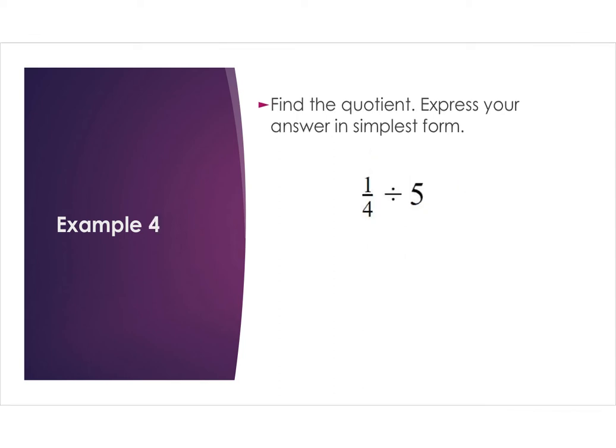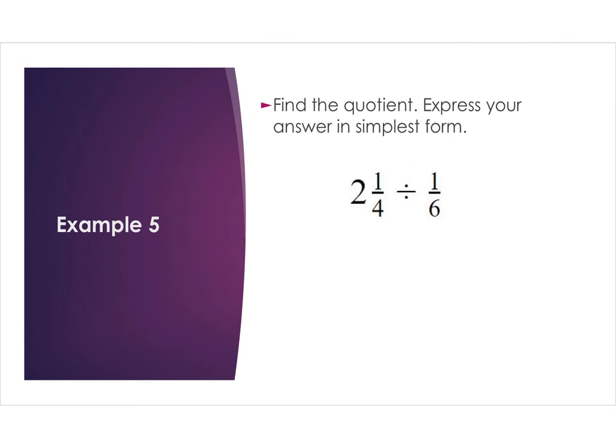So 1/4 divided by 5. 1/4 is my keep. I change my sign to multiplication. I remember a whole number is 5/1, and then I flip it so it's 1/5. Multiply straight across, and I get 1/20.